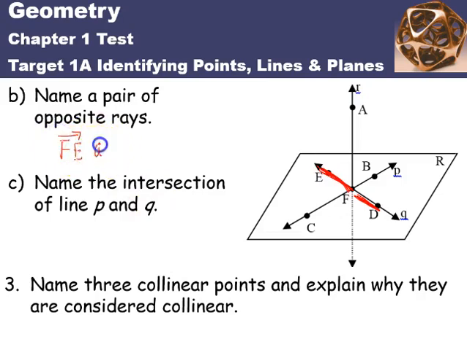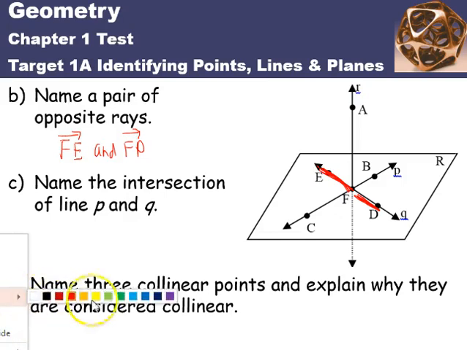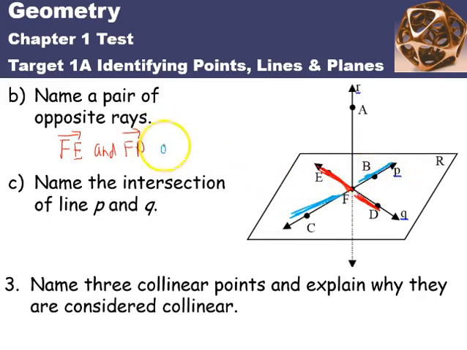So ray FE and ray FD. Now I also could have gone with these rays. So this ray FC and the one that's opposite it, which is FB. So I could have said ray FC and ray FB. But we only needed one pair, so either of the two pairs is fine.